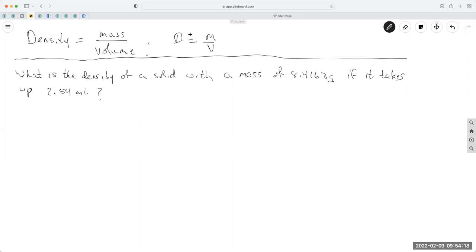Now, a couple other things. We know what density is. You should know this formula. D equals M over V. Now, sometimes it's hard to tell what's the mass and what's the volume. In this case, the mass is obvious because it says a mass of. And then the volume, it doesn't say has a volume of, but this is where units can help you. You can see milliliters is a unit of volume. So that's going to be your V.